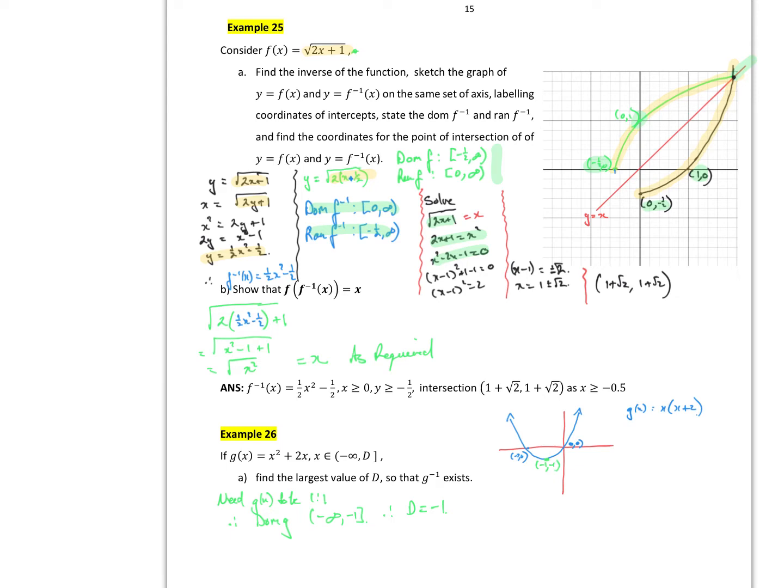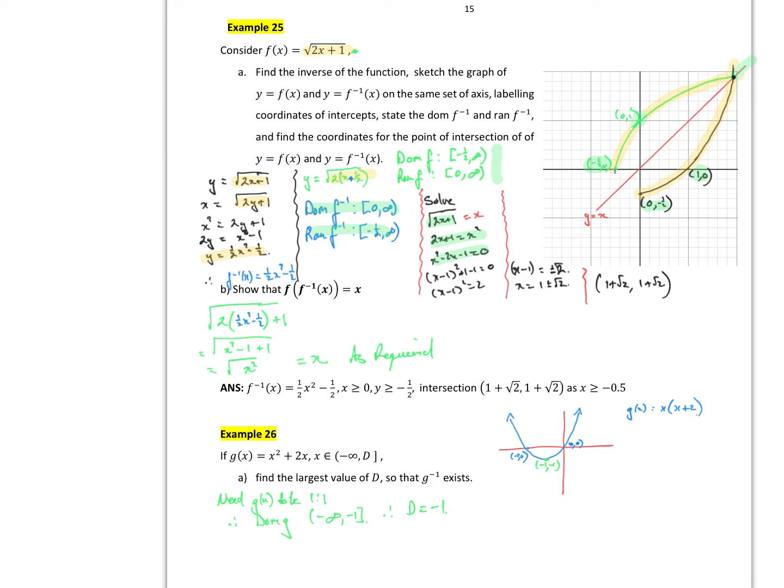If I was to extend both of these graphs, the 1 minus root 2 would be that point here. Okay, but since those graphs don't exist for that section or that domain, we don't have to worry about that point of intersection.